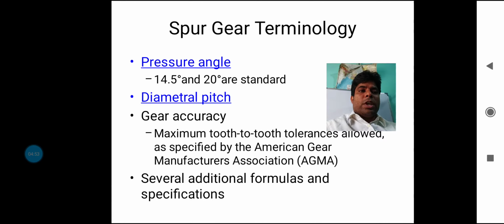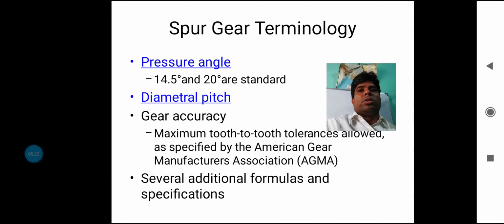Next point is diametral pitch. Diametral pitch is the vice versa of the module. Module is defined as diameter by total number of teeth, but diametral pitch is the ratio of the total number of teeth of the gear divided by the total diameter of the gear. So diametral pitch is equal to 1 by m, that means 1 by module.